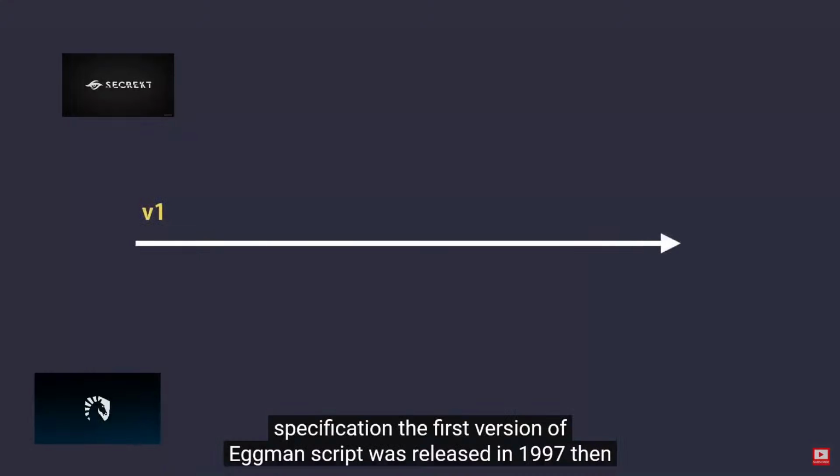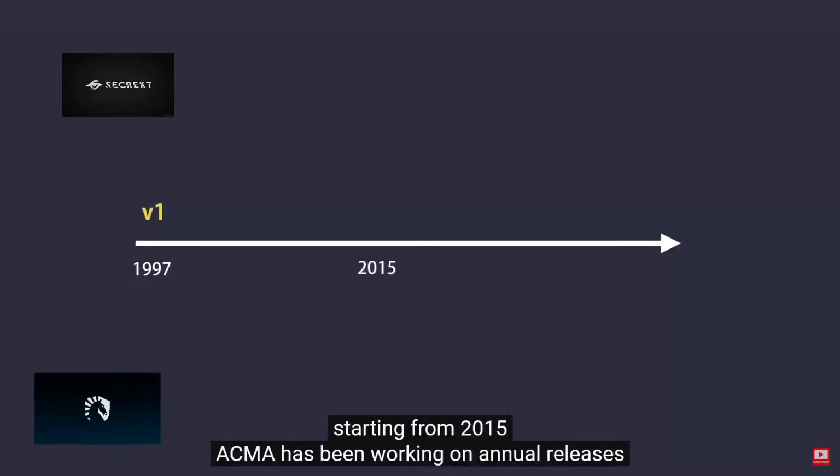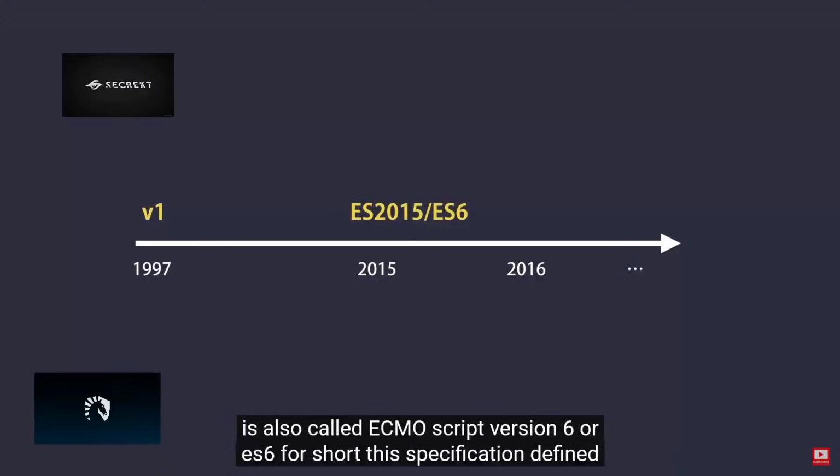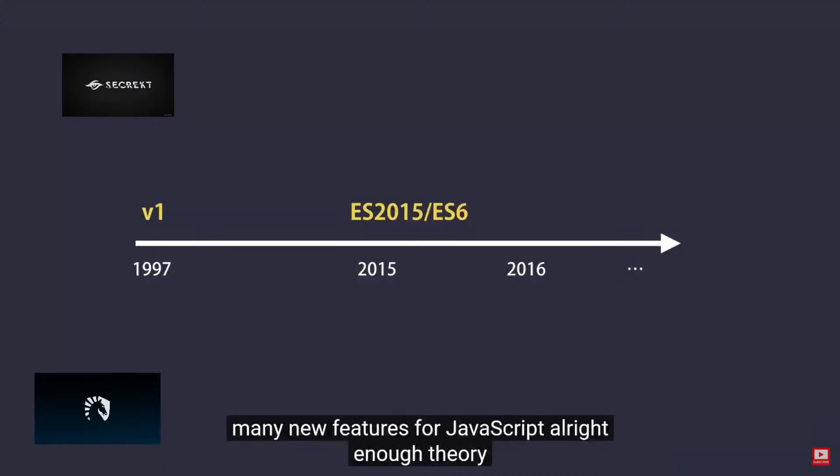The first version of ECMAScript was released in 1997. Then, starting from 2015, ECMA has been working on annual releases of a new specification. So in 2015, they released ECMAScript 2015, which is also called ECMAScript version 6 or ES6 for short. This specification defined many new features for JavaScript.